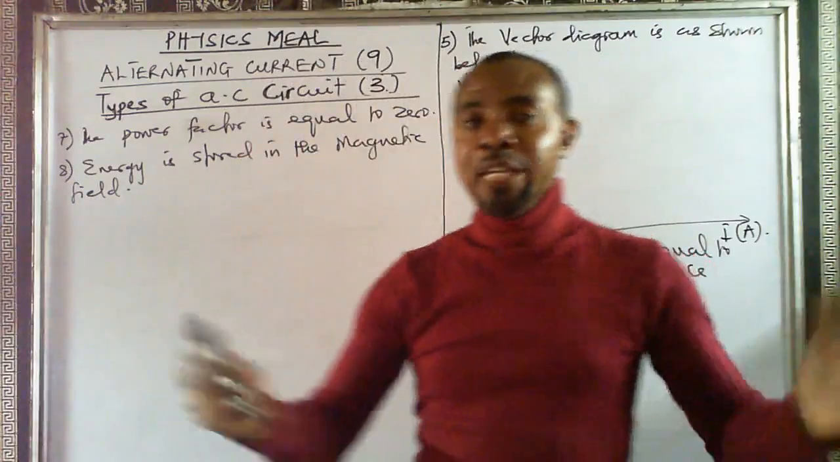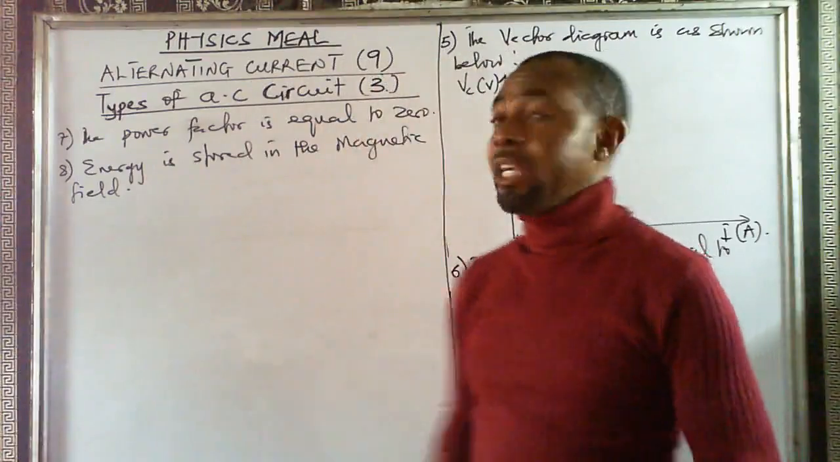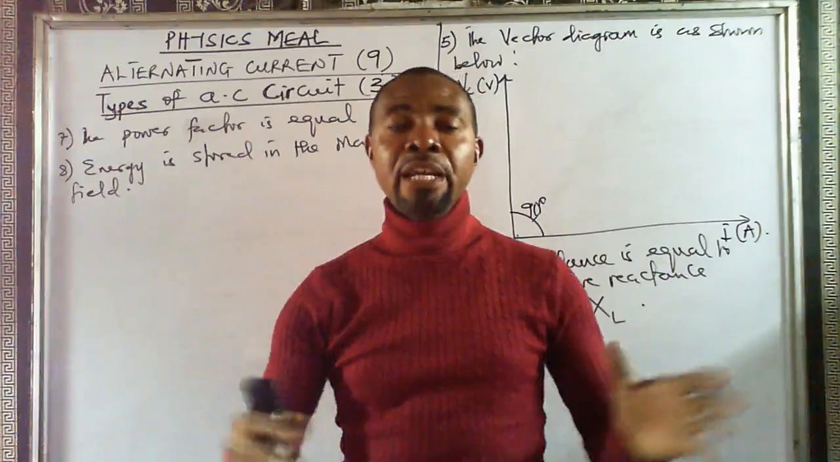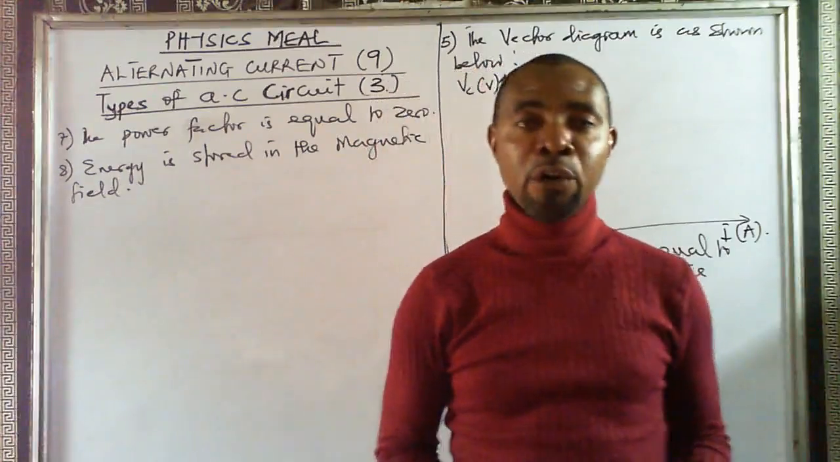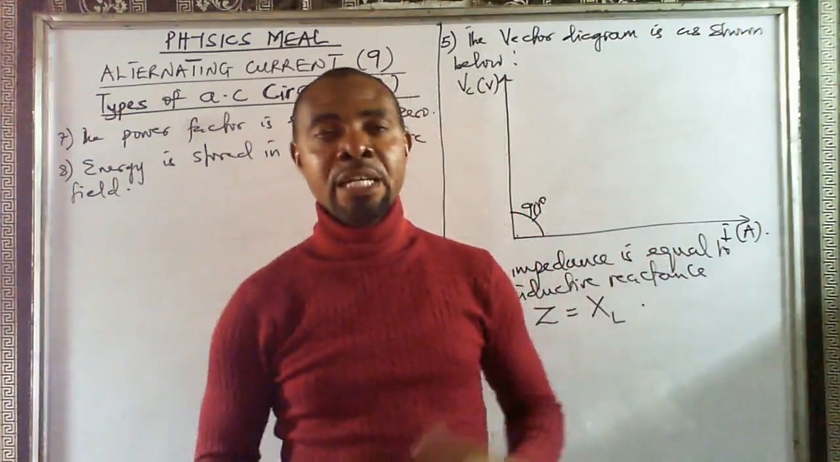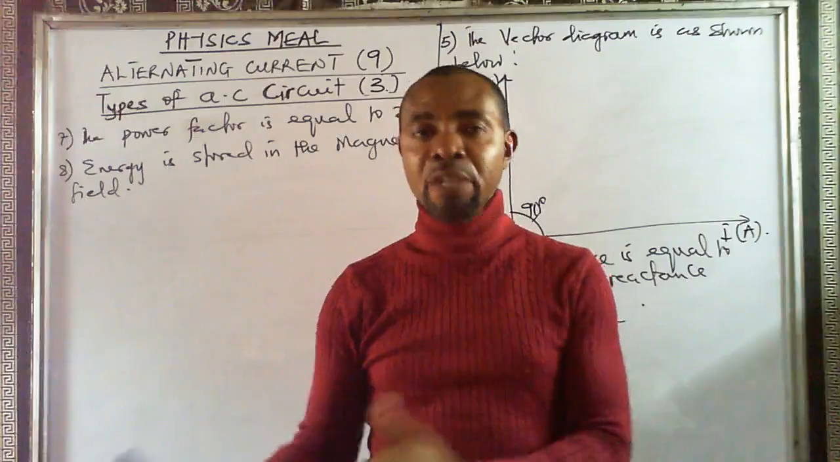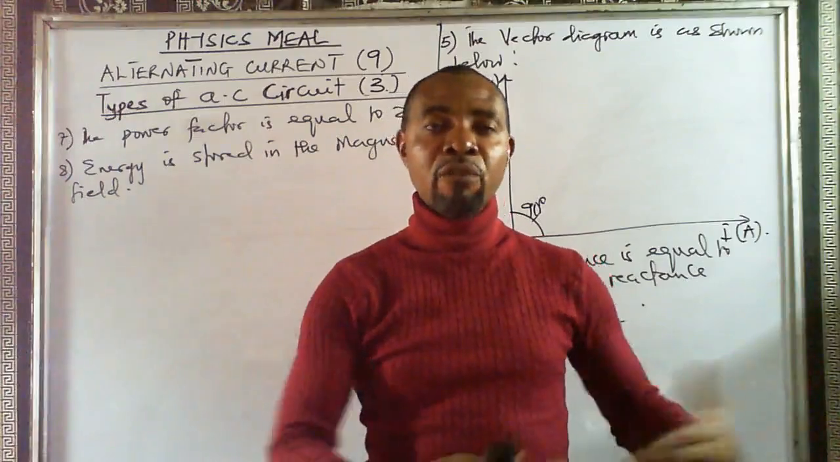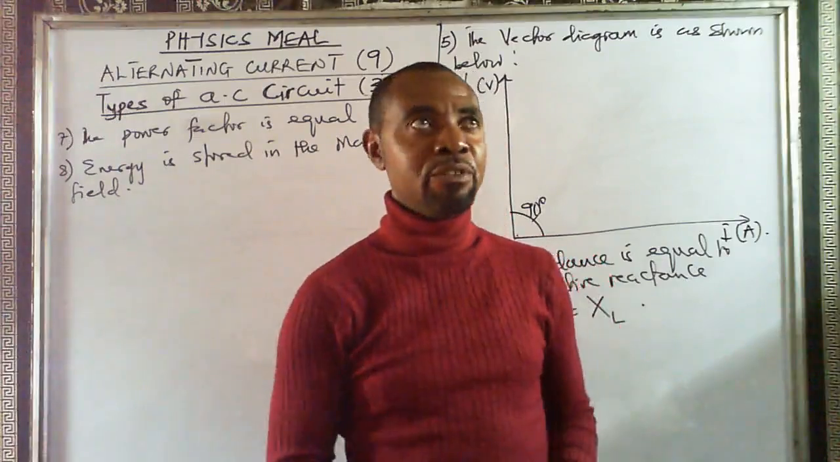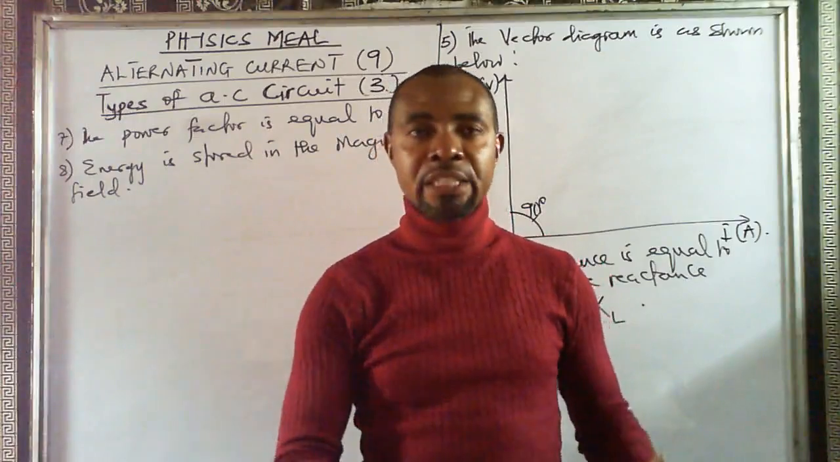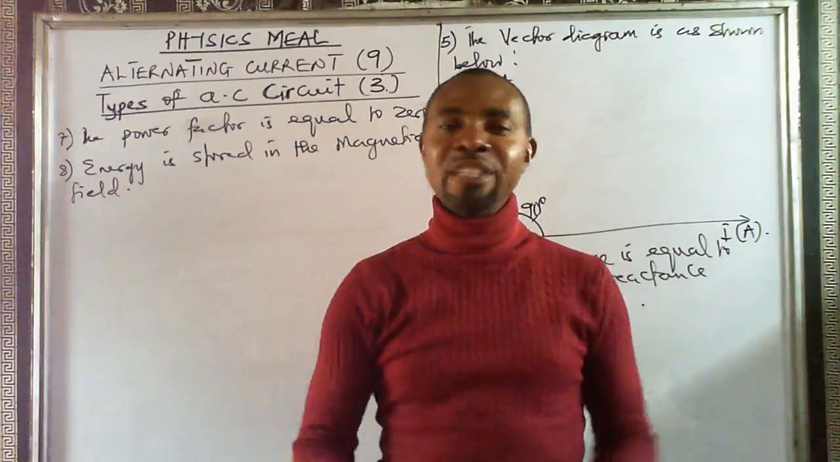Okay, so that's all on the pure inductive circuit. In our next video, we'll start looking at the combinations of components in order to generate more circuits. For example, we have the resistive inductive circuit. We also have the resistive capacitive circuit. We also have the resistive inductive capacitive circuit.